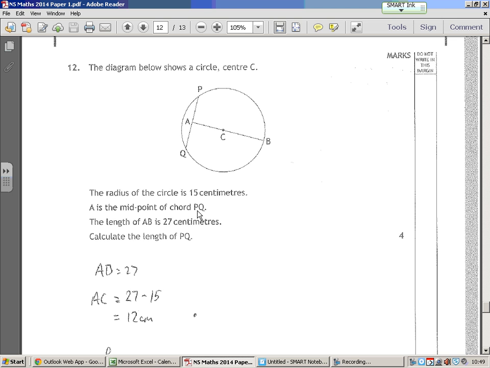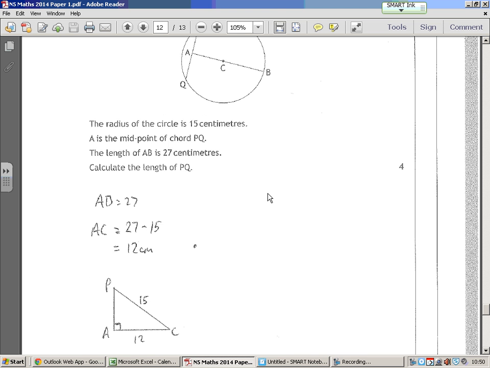A is the midpoint of the chord PQ. As this is the midpoint, that means there's a line of symmetry down the middle. The length of AB is 27, so A to B is 27. Then A to C would be 27 take away whatever BC is, which again is the radius, 15. So 27 subtract 15 is 12, so A to C is 12. Also, C to P is 15. As we have a line of symmetry here, this will be a right angle, which is where the Pythagoras comes from.